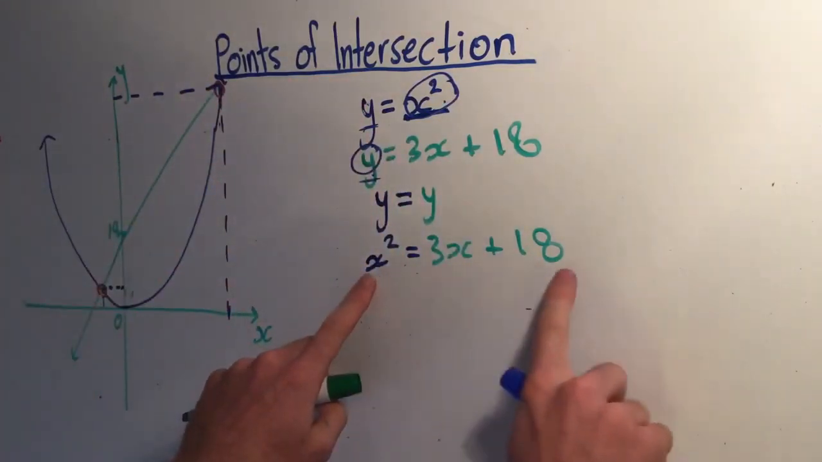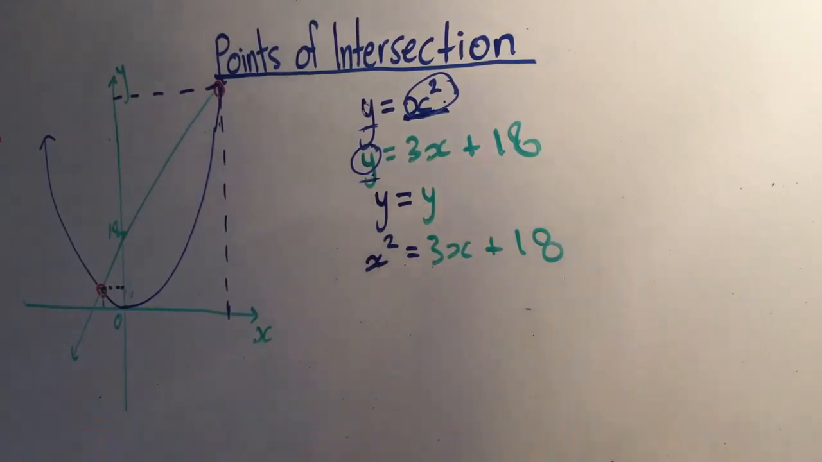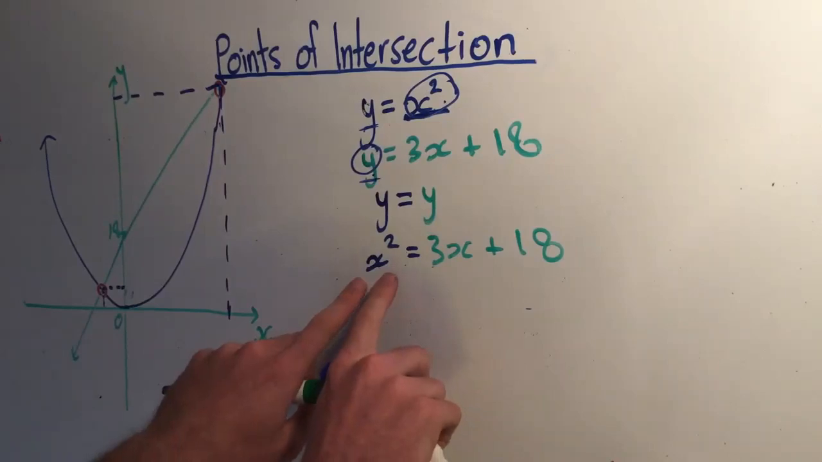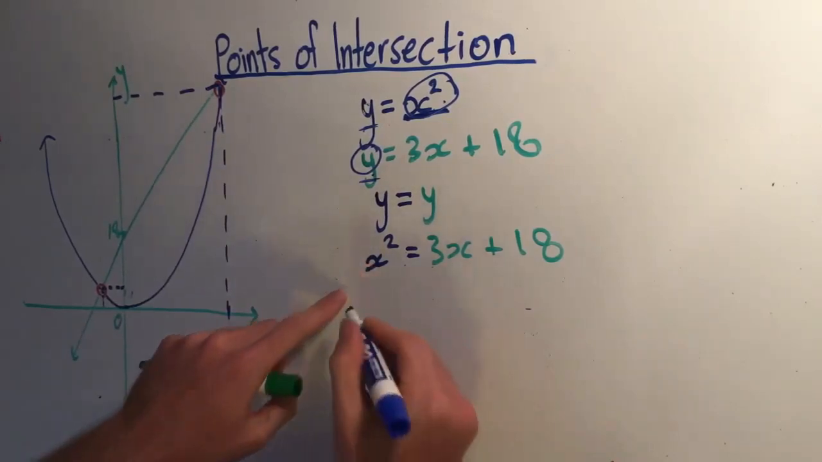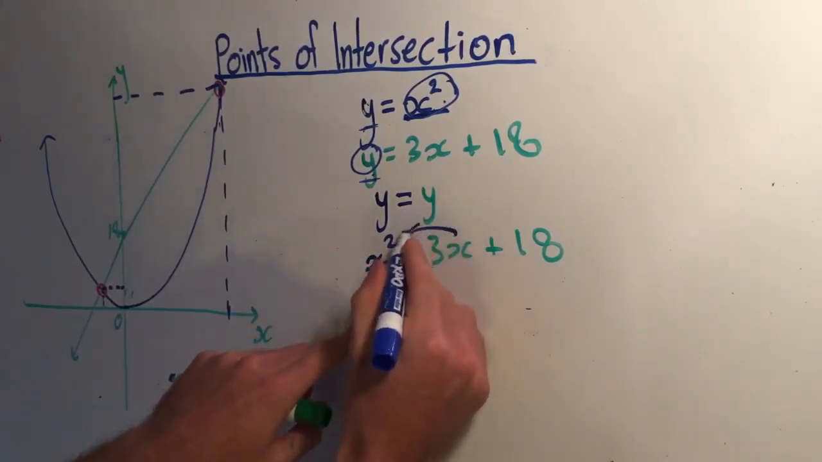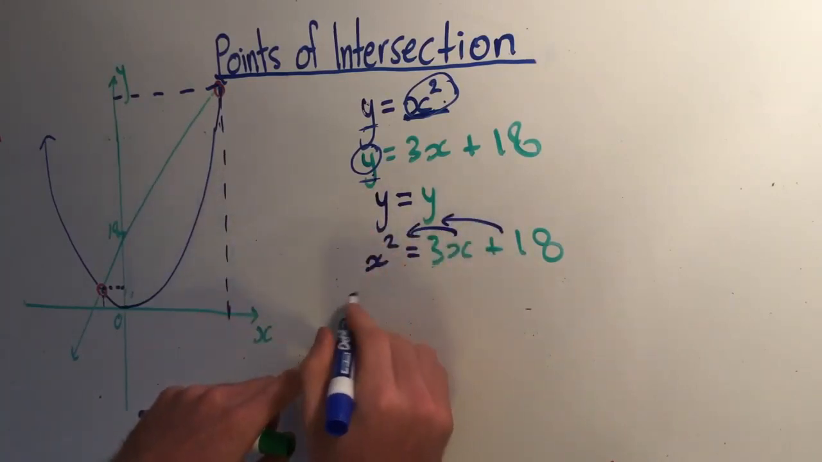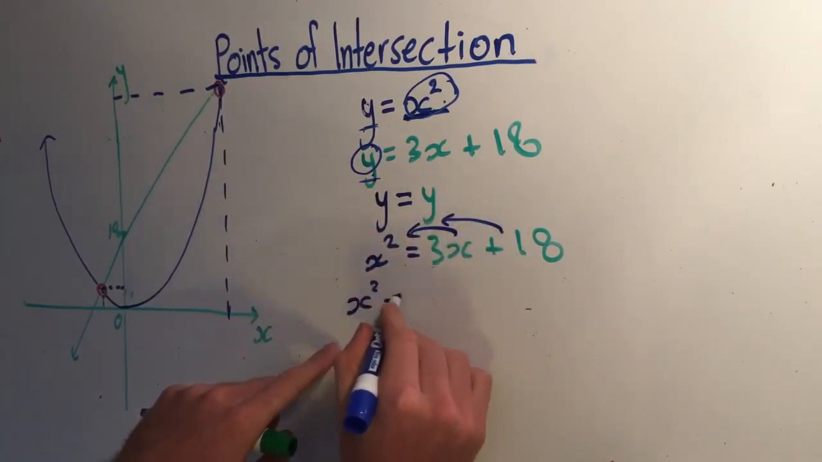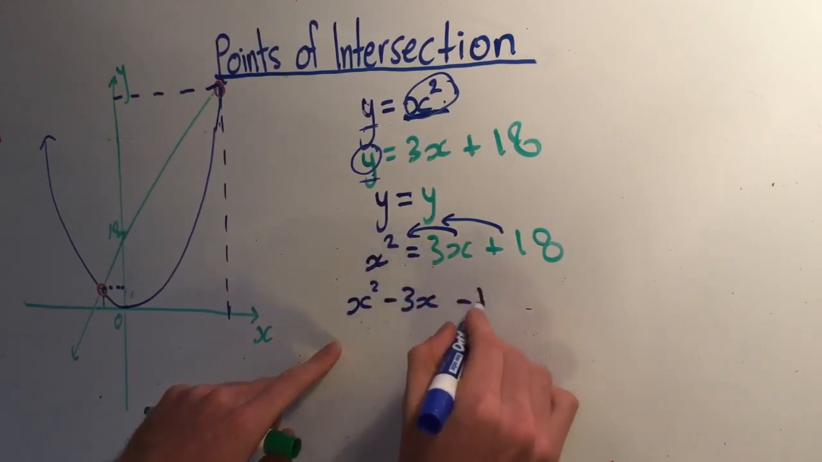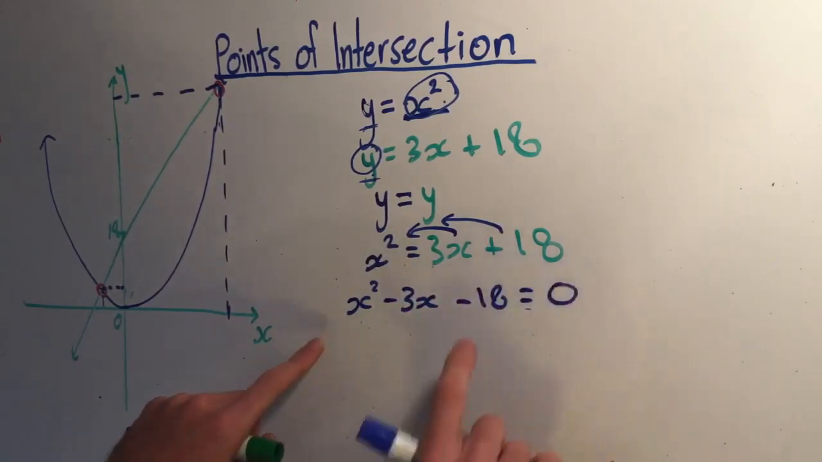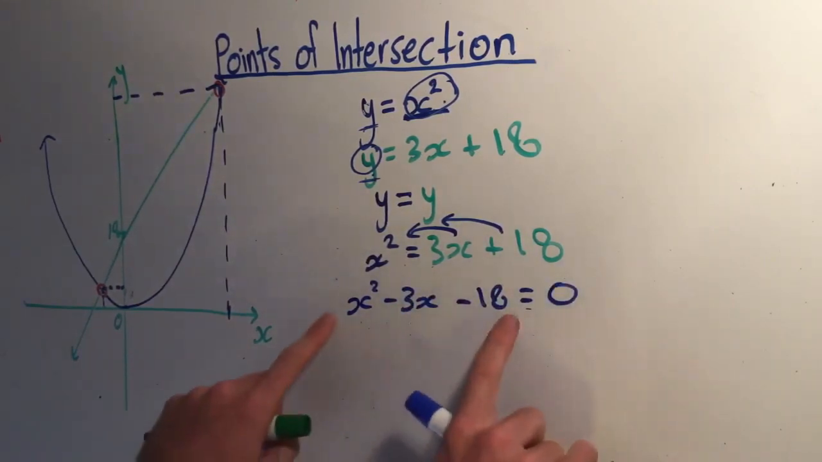Now, when we look at this, we have a quadratic. And when we have a quadratic and we want to solve it, we take everything to one side and we make sure that the side that we take everything to is going to give us a positive x squared. So I'm going to take 3x over here and 18 over here to the other side. We're going to end up with x squared minus 3x minus 18 equals 0. Now we have a quadratic.